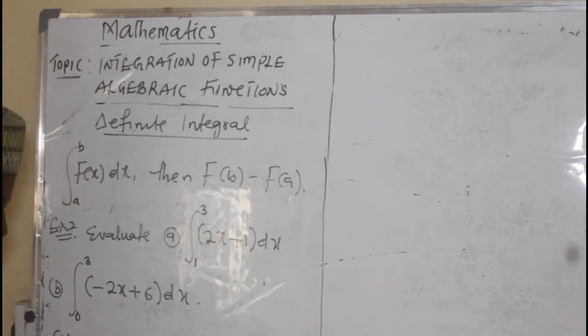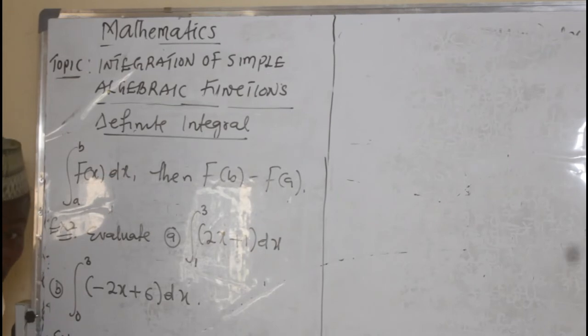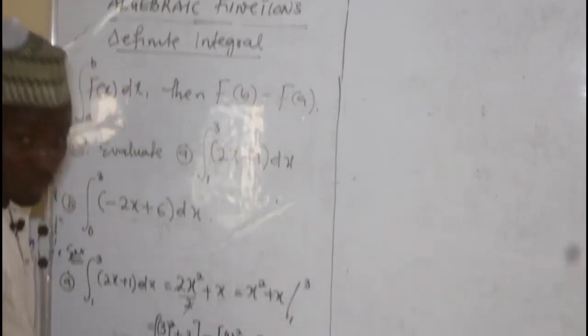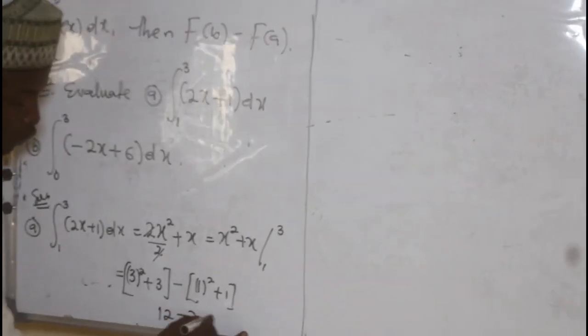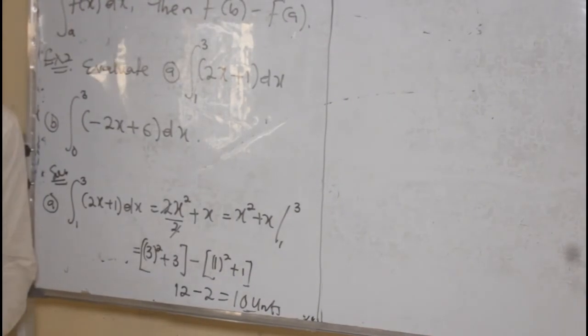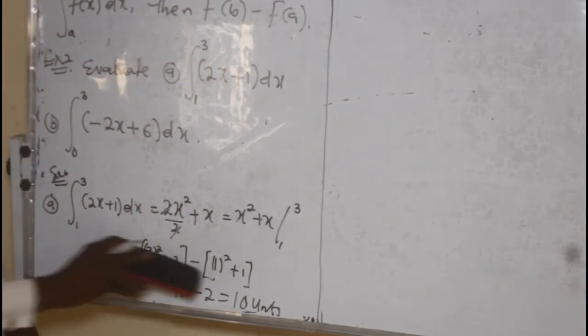So this is finally equal to 3 squared, which is 9. 9 plus 3 is 12. Minus 1 squared, which is 1, 1 plus 1 is 2. So what do you have? 10 units. That's all. After you integrate, you just substitute the limit.